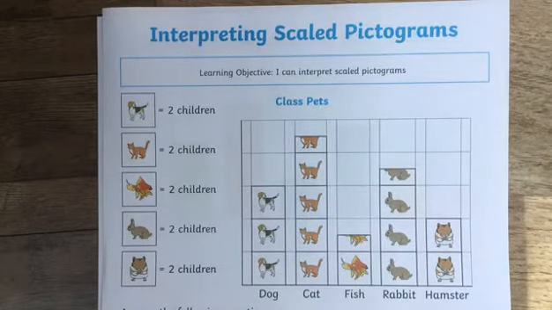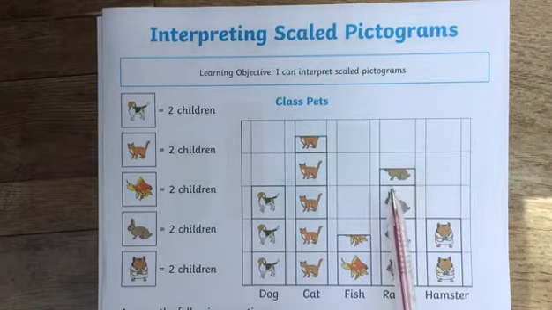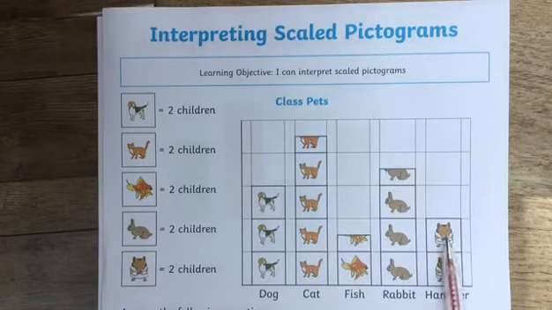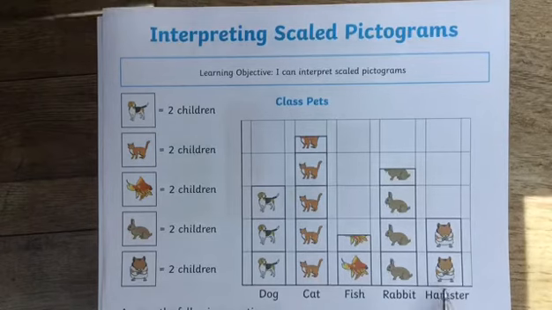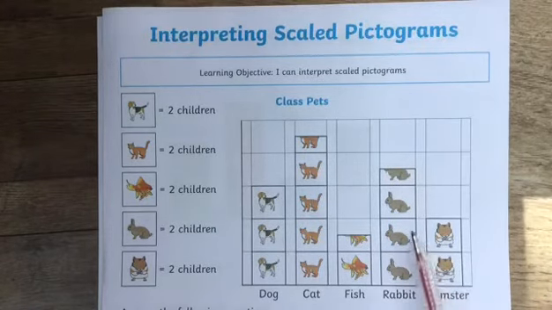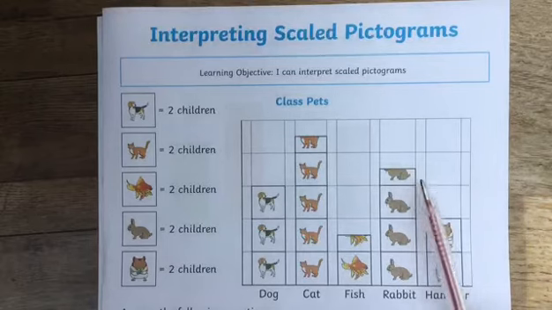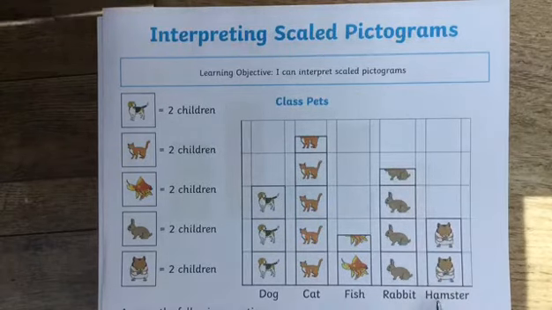So as well as looking at the pictures, you can see that we've got 2, 4, 6, 7 rabbits. We've got 2, 4 children for the hamster. So this is where we need to work out the difference. How many more rabbits than hamsters? The answer would be, well, if there's 7 rabbits and 4 hamsters, 7 take away 4 means that we have a difference of 3. The answer would be 3.